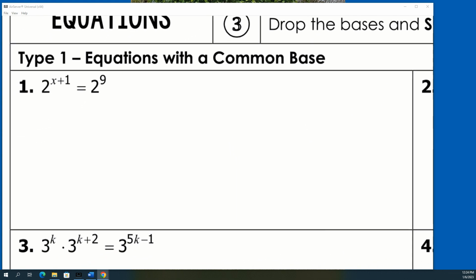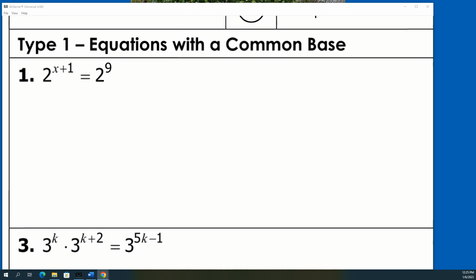So if we're looking at this type 1, number 1, and if we know that 2 to the x plus 1 is equal to 2 to the 9, then we automatically know that x plus 1 has to equal 9. So if 2 to this power equals 2 to that power, then those powers have to be equal. So what we would do is just drop off the 2's and say that x plus 1 equals 9. So what does x equal? 8. And that's it. Well, for that one, that's it. They get way more difficult than that, but that's the basic idea.